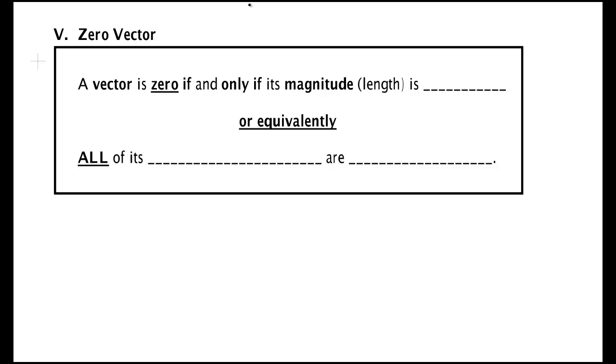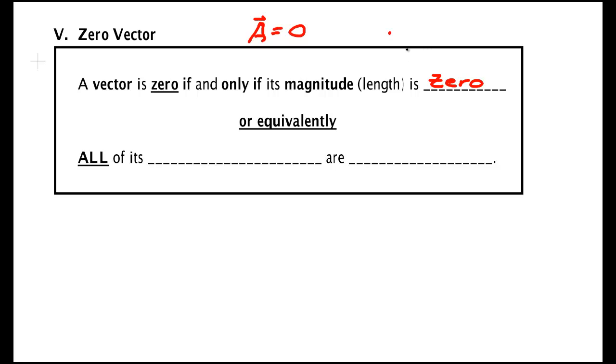Alright, this is a short video on a really simple but important point. What does it mean to have zero? What does it mean when you say a vector A is equal to 0? Well, a vector is 0 if, and only if, its magnitude, that is its length, is 0. That's the easiest way to think about it in polar form.